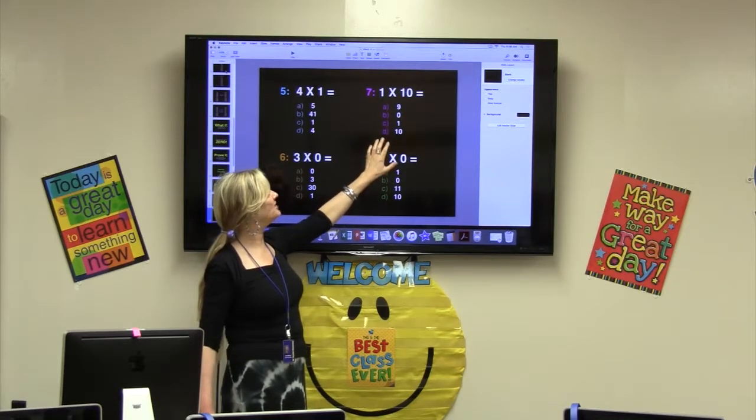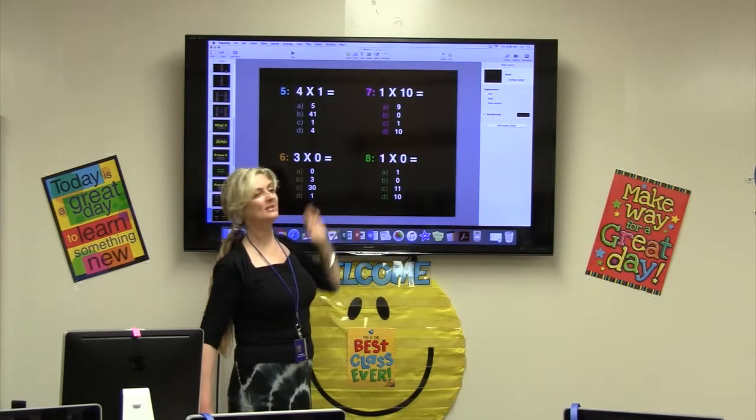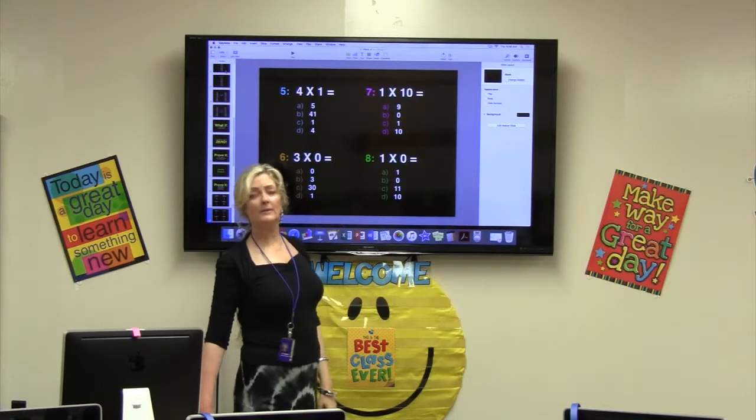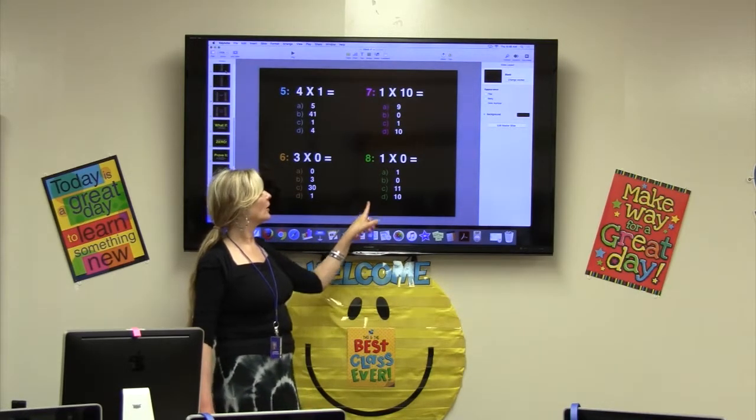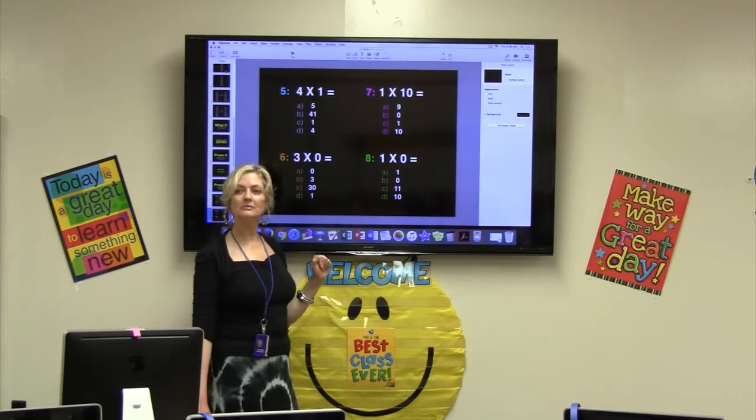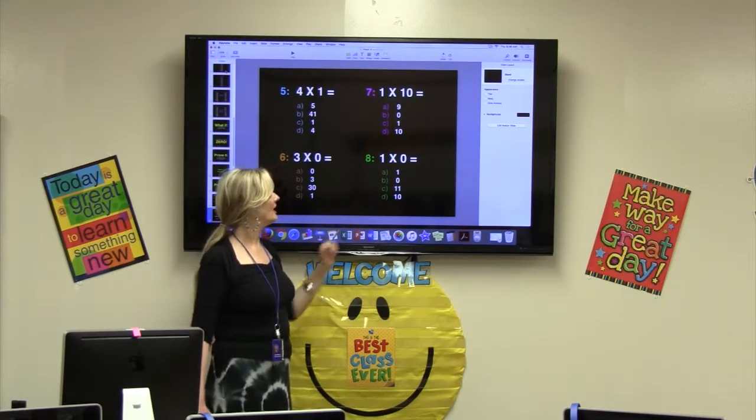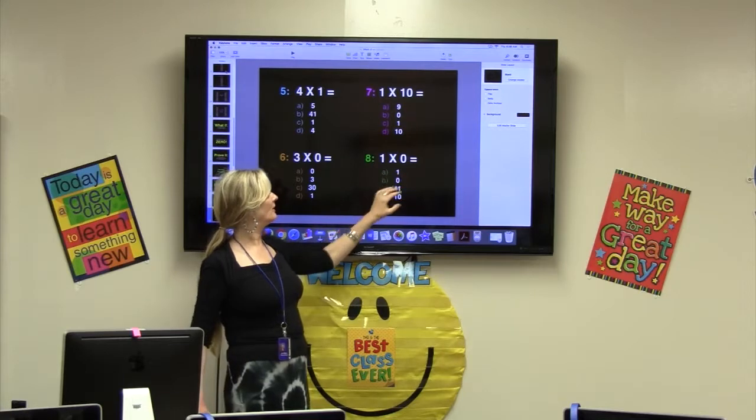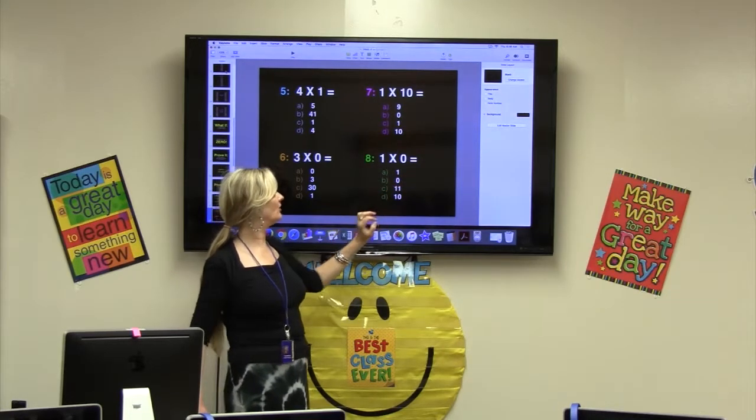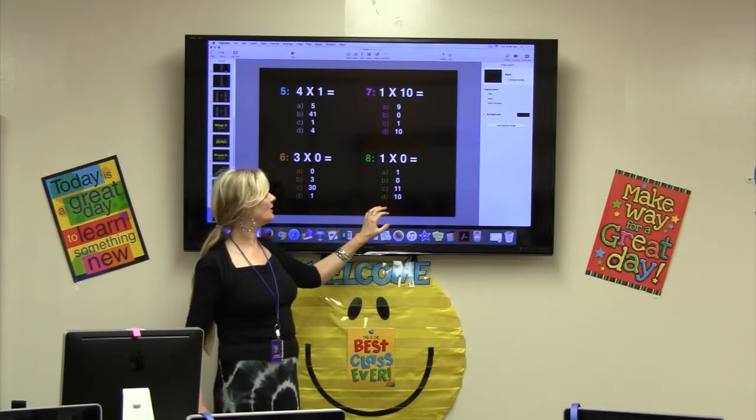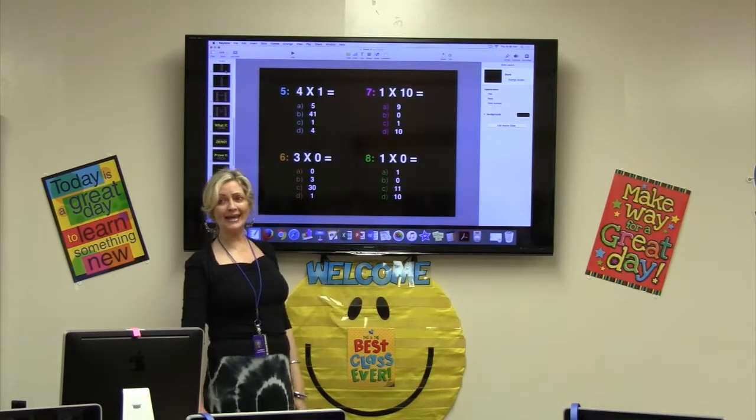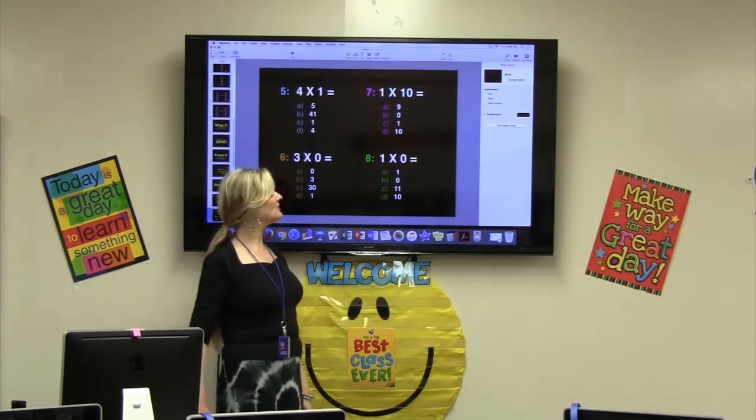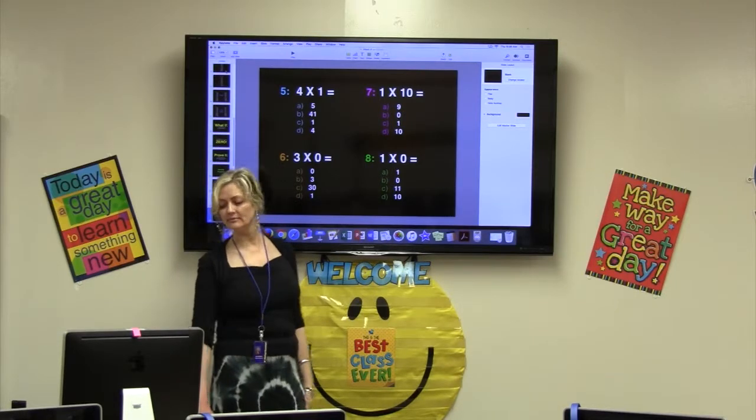C, 1, or D, 10. 1 times 10 equals. Number 8. 1 times 0. A, 1, B, 0, C, 11, or D, 10. Just think about what that equation would be saying. 1 times 0 equals.